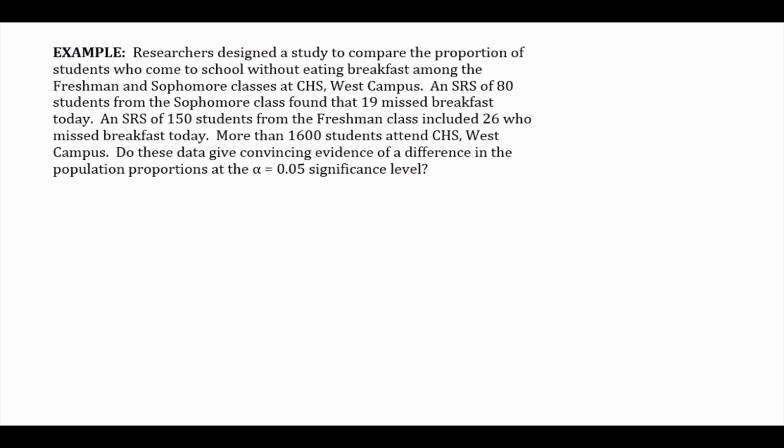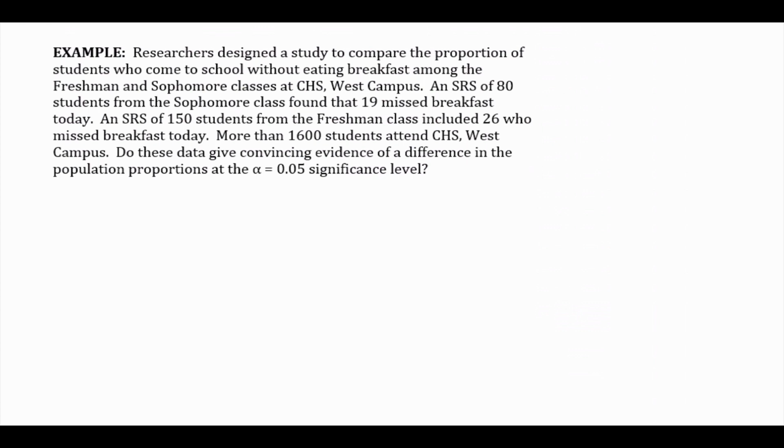So this is when the data was gathered. We have about half the students on our campus here. Right now we have about 800. So this was back when we were one campus. Now we split, so it's different. But that's when this data came from. So more than 1,600 students attended CHS West.